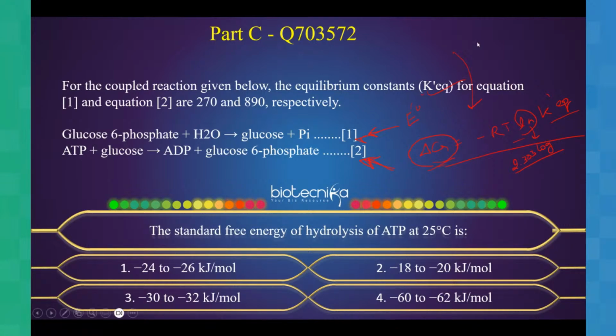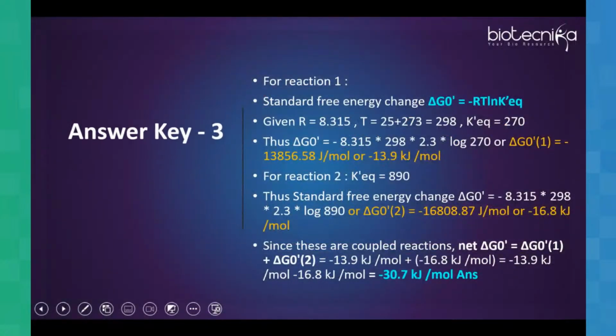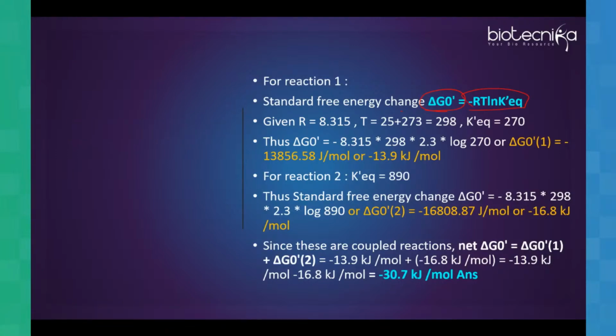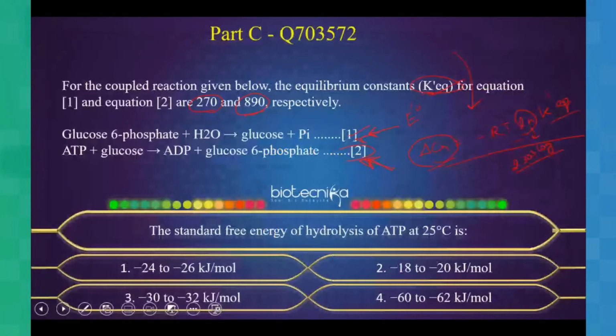Okay. All right. Let's see, Lokesh, what would be the correct answer. For the first reaction, they have already given Keq as 270, and for the second one it is given as 890. Accordingly, you have to calculate. For reaction 1, standard free energy change, this is the formula. R value we will take as 8.315, because the options are given in kilojoule per mole. So we take R in joules only. If it was given in calories, we would have taken the R value according to calories.